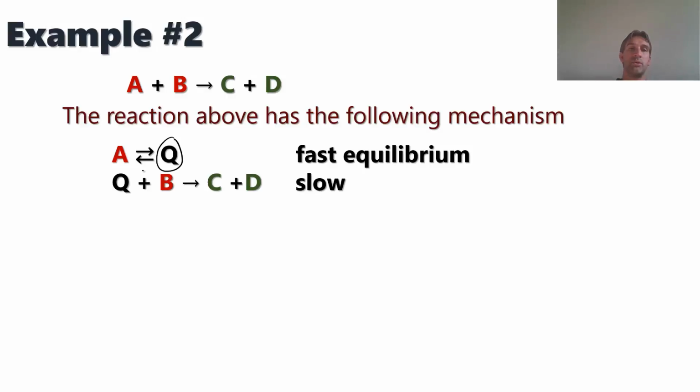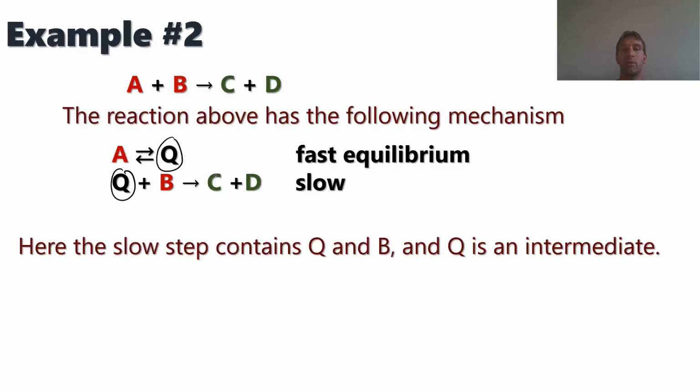Since Q exists as an intermediate in the slow step, we have to consider Q. We have a problem though. The intermediate Q is not actually one of the reactants. It's a byproduct of one of these reactants.